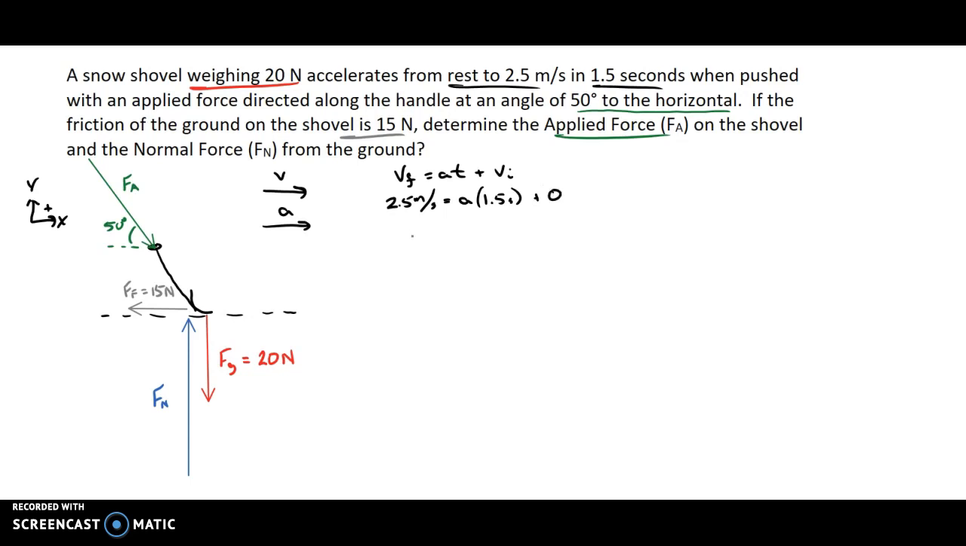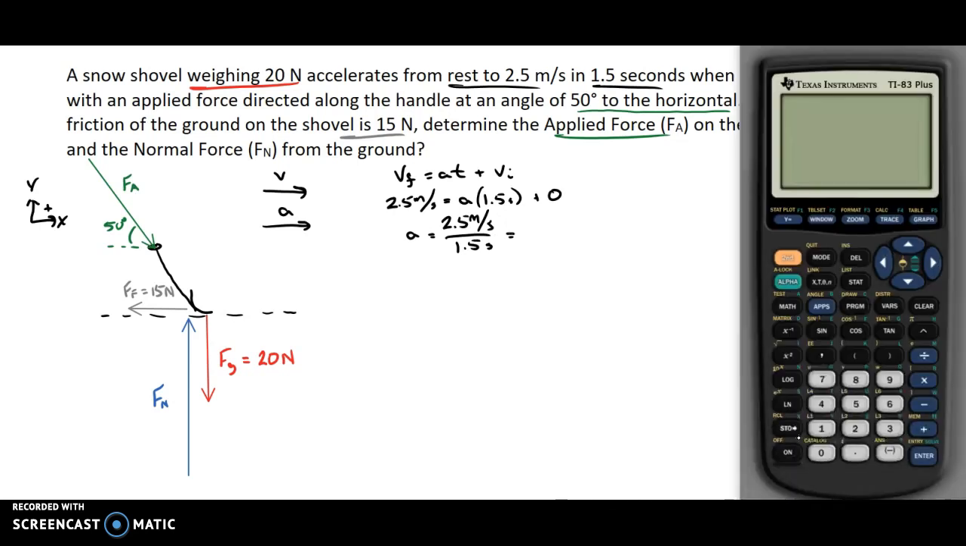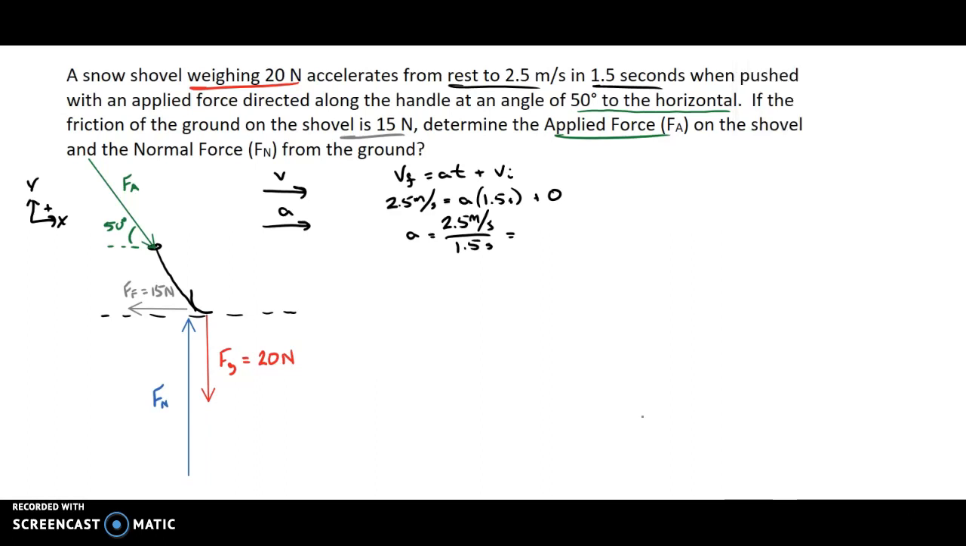So when I solve for a, it's just going to be 2.5 meters per second over 1.5 seconds. You get meters per second per second. In my calculator, I'll put 2.5 divided by 1.5. I get an acceleration of 1.67 meters per second squared. So that's the acceleration of this shovel along the surface.